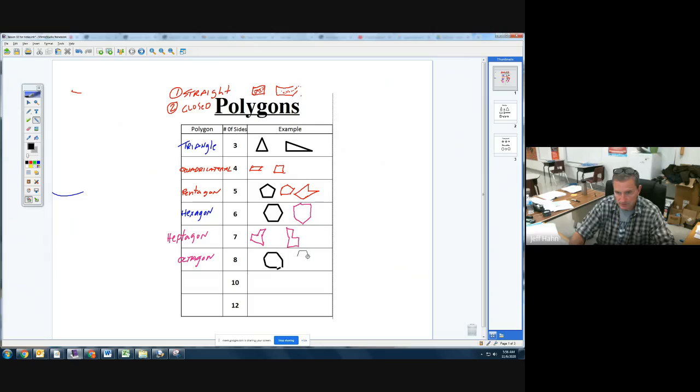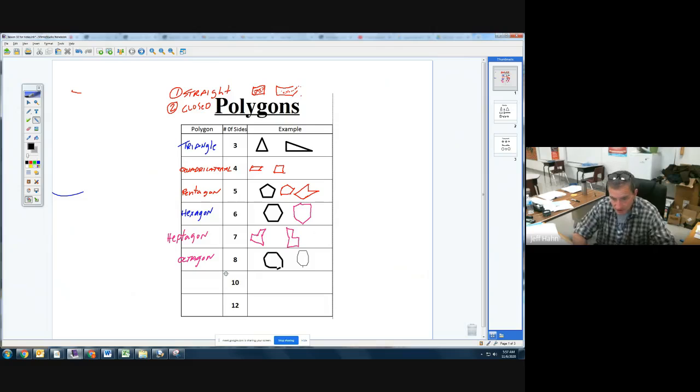3, 4 is straight down. 5, 6, 7, and 8. If we were in class, I'd draw you a good one.